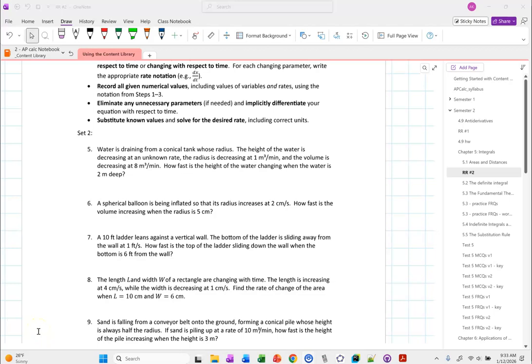Let me read through our solutions for 5, 6, 7, and 8, and 9, excuse me. So for number 5, you should get negative 1.3 repeating meters per minute. For 6, I have 200 pi centimeters cubed per second. And again, if you wrote that as a decimal, like you multiplied the 200 times pi, that's fine.